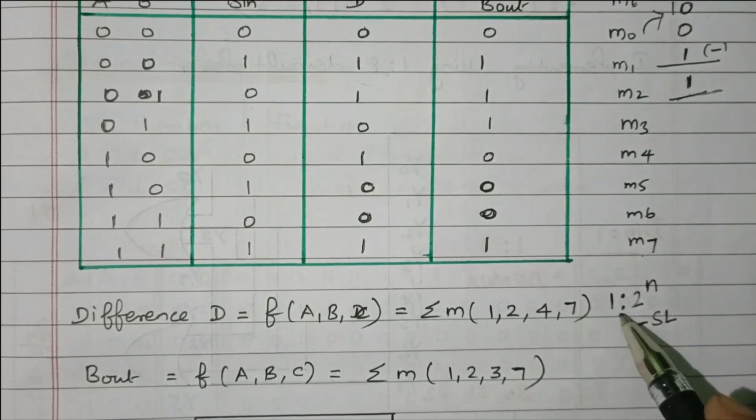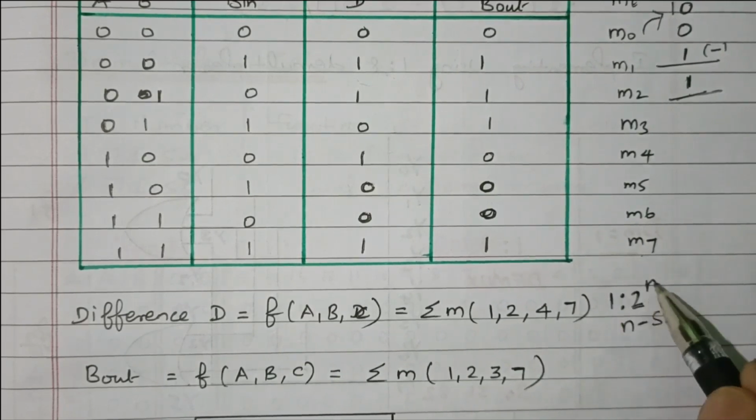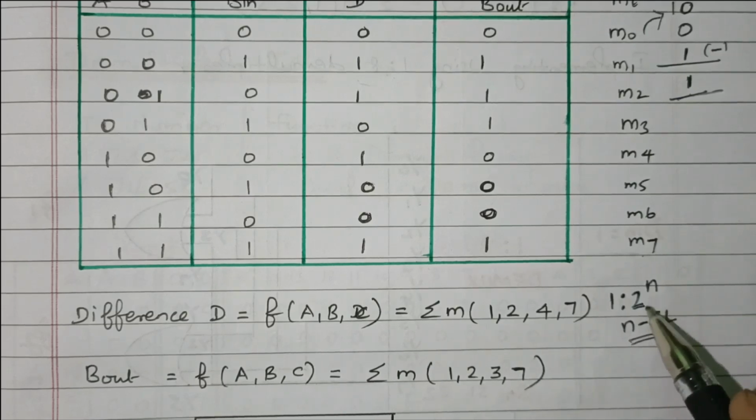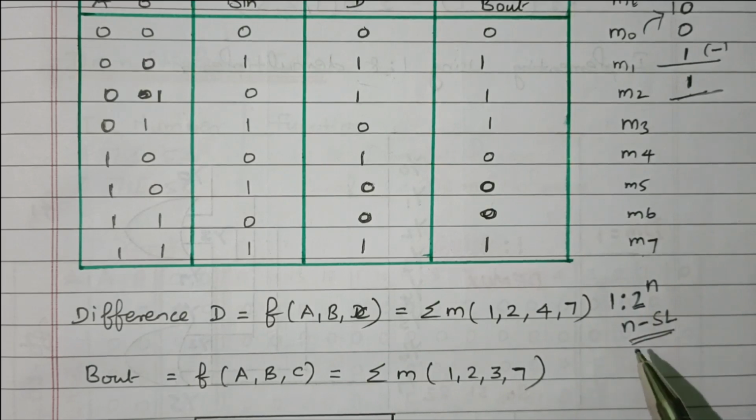This one output is converted into 2 to the power n outputs by using the selection line. The selection line will decide the 2 to the power n outputs. That is the demultiplexer logic: one input, 2 to the power n outputs, and n selection lines.